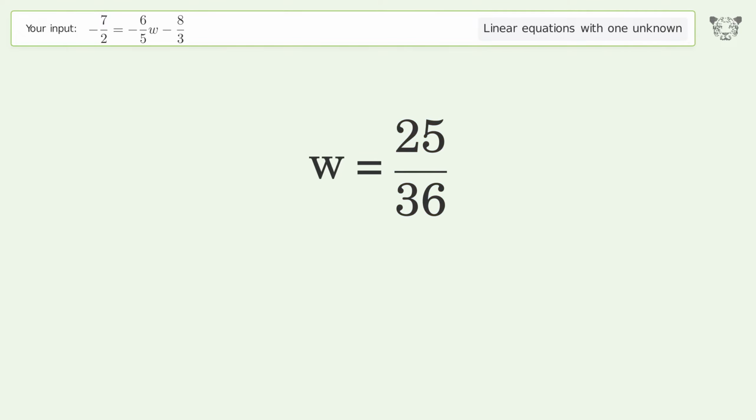And so the final result is w equals 25/36.